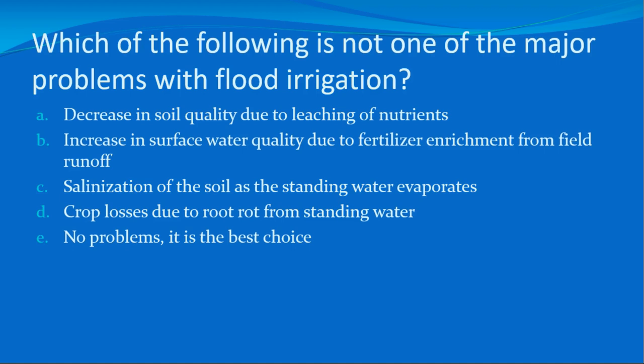Now, as that water in the field sits there, some of it is going to evaporate off and it's going to leave the salt in it behind, and that results in salinization of the fields. And if that water ends up not evaporating or infiltrating, then it just stands there and you can actually lose your crop due to what we call root rot because it rots in the water.